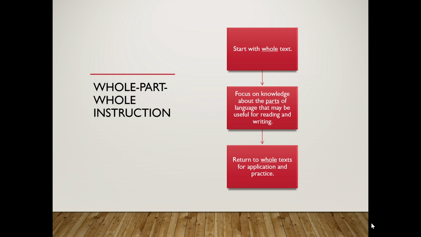So we start with the whole text, a whole text. If we're going to teach something, it's best to read about it. Sit and do a read aloud with students. Read a whole text. And then we break down into the parts of and focus on parts of language that may be useful for reading. Once that's finished, move into whole text again, maybe reading something else or working in something that has words that allows for application and practice.